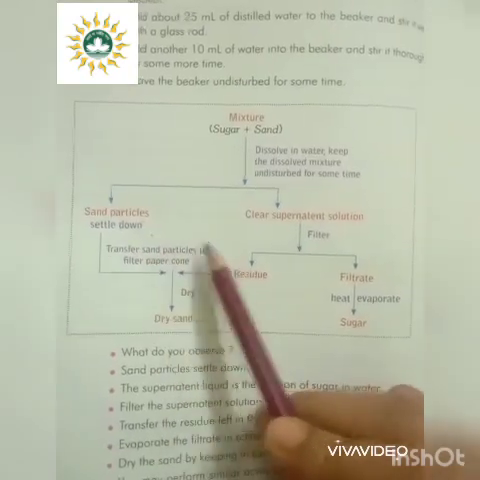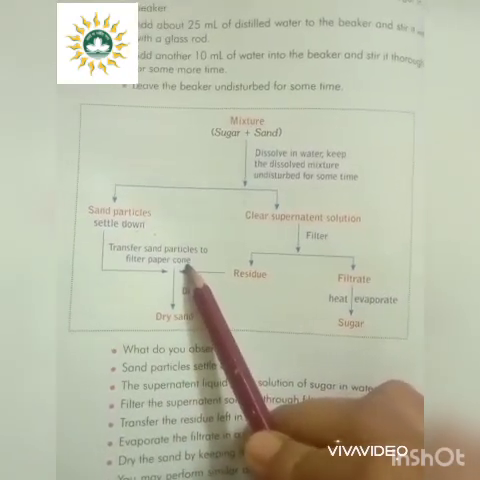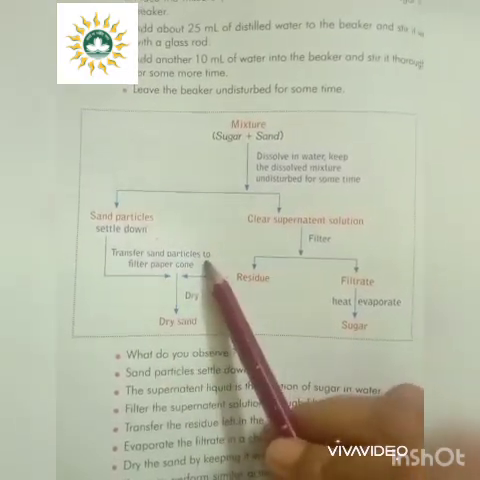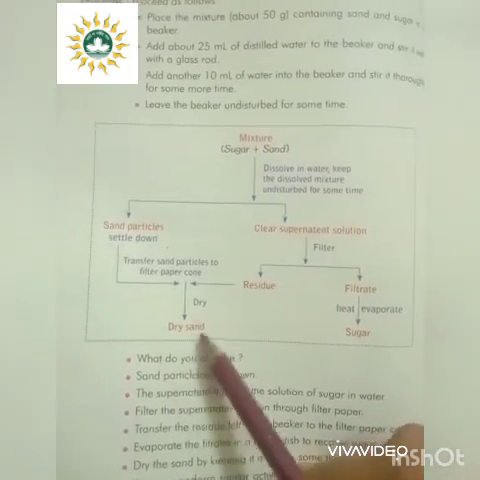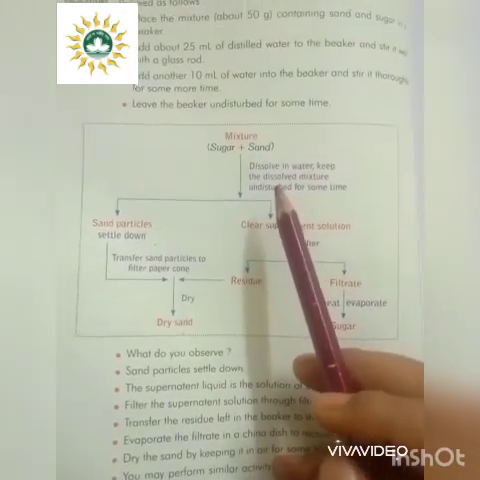We will transfer the sand particles to the filter paper cone. As we have seen in the previous activity, using a filter paper cone, we transfer the sand particles, and then we will dry that sand. Now we have separated the sand from the mixture of sugar.